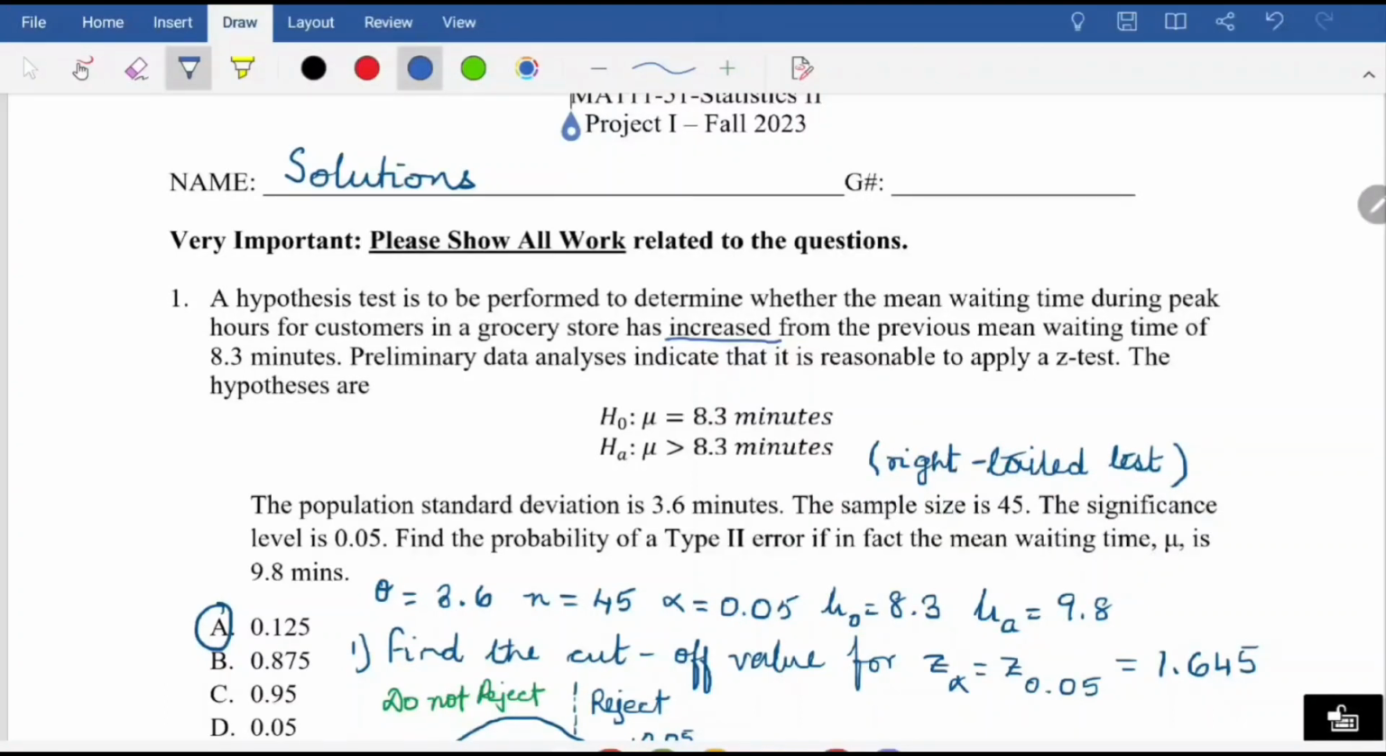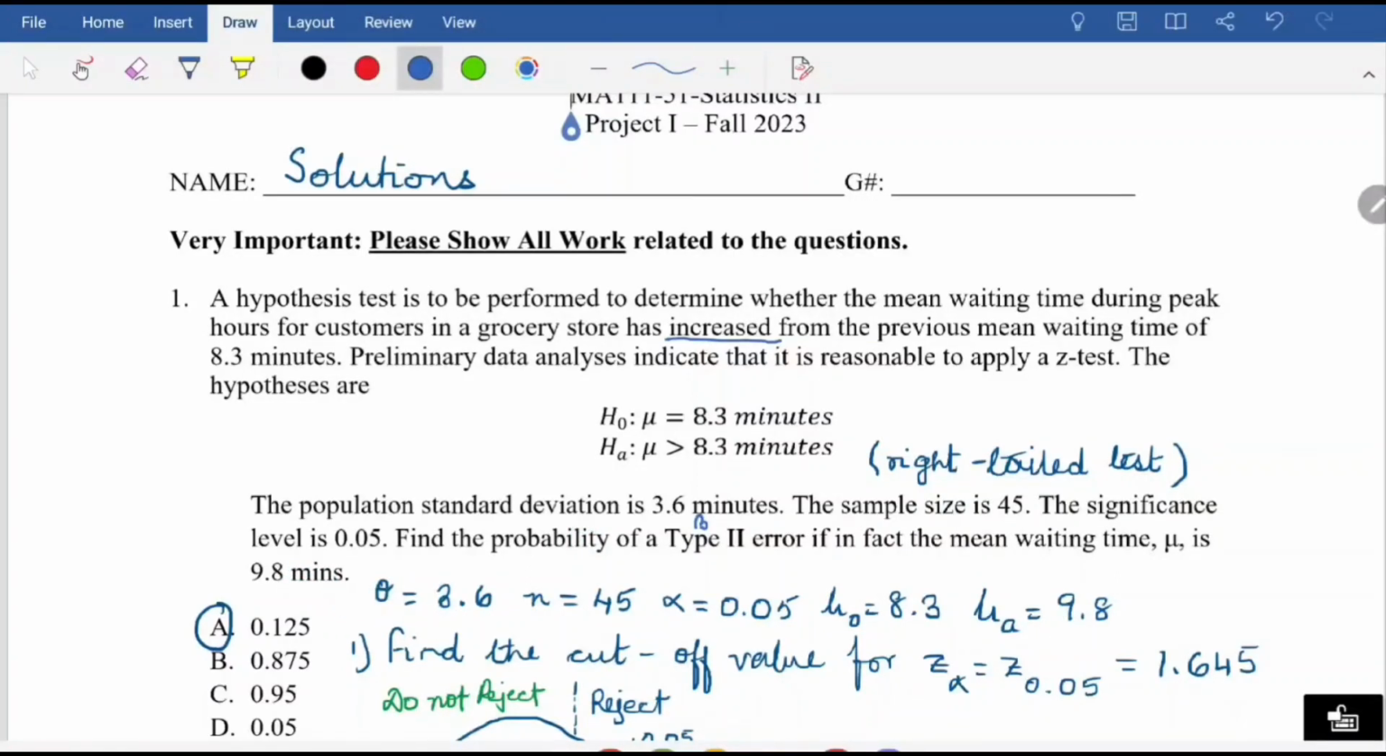Now, here we are actually not performing a hypothesis test. You're going to be asked to find the probability of making a type 2 error. That means you have to find the value of beta. So the other information they've given us is the population standard deviation is 3.6 minutes. The sample size is 45. The significance level is 0.05. That's alpha. Find the probability of a type 2 error, which in other words is going to be our beta value, if in fact the mean waiting time mu is 9.8 minutes.